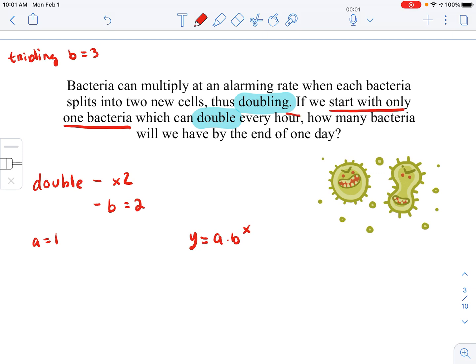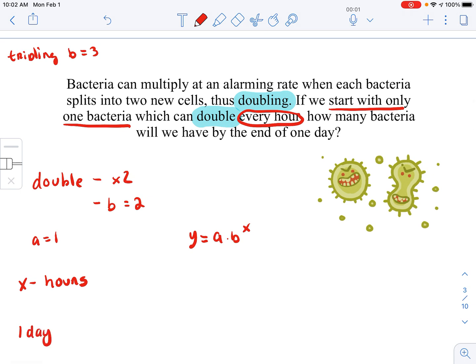Well, considering the fact that we are doubling every hour, our exponent x has to be in terms of hours. Our growth period in this particular case is once per hour. Now, obviously, 1 day and 1 hour are two very different things. So we need to make sure that our exponents are adjusted to the unit that is expected in the question. So in this case, we have 1 day is equal to 24 hours. So into our exponent, we're going to actually put 24 instead of 1, because we want to make sure the units are the same.